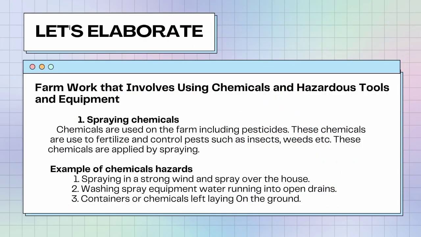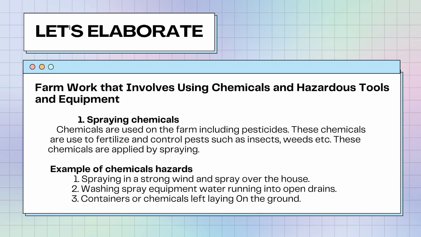Farm work that involves using chemical and hazardous tools and equipment. Number 1. Spraying chemicals. Chemicals are used on the farm including pesticides. These chemicals are used to fertilize and control pests such as insects, weeds, etc. These chemicals are applied by spraying.